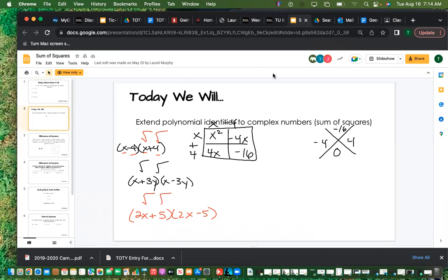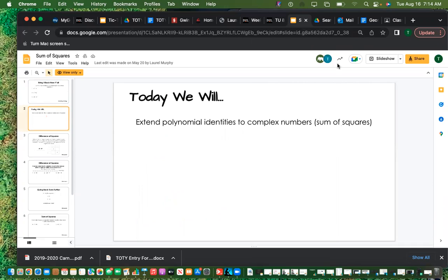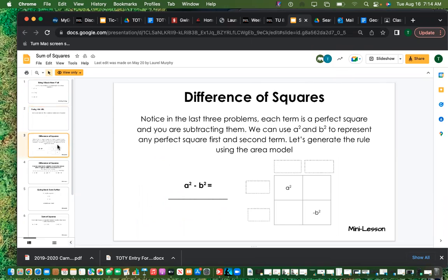Today we're going to be talking about extending polynomial identities. So the difference of squares. Notice in the last 3 problems, each term is a perfect square, and you're subtracting them. We can use a squared and b squared to represent any perfect square, first and second term. Let's generate the rule using the area model.